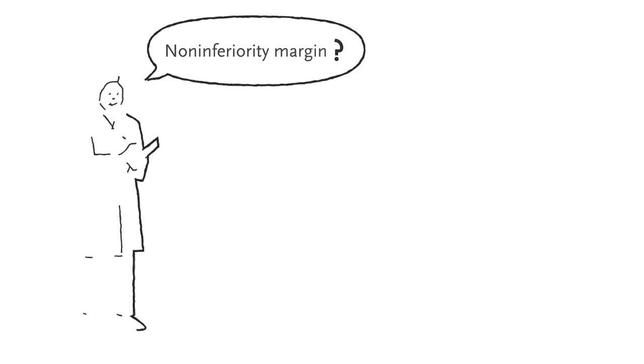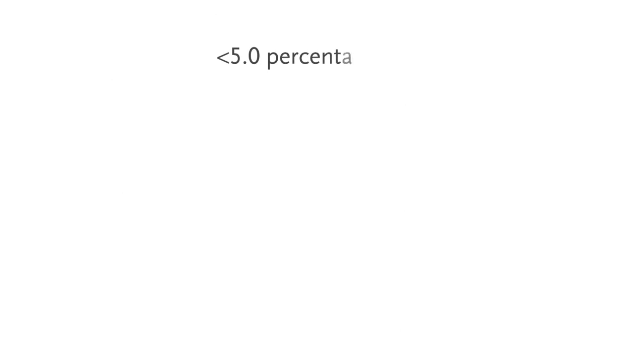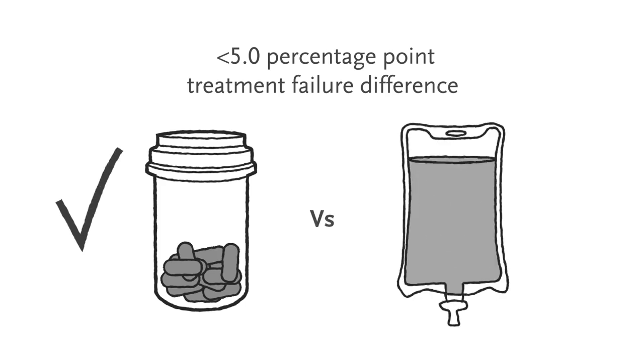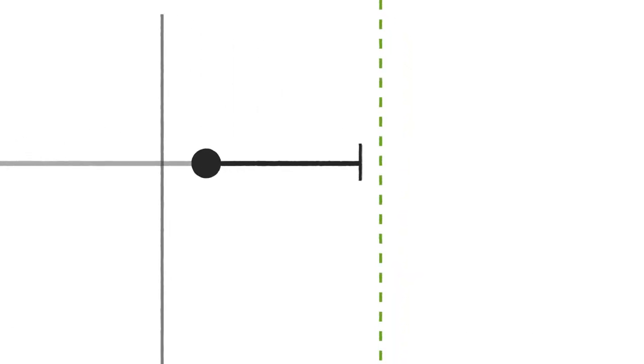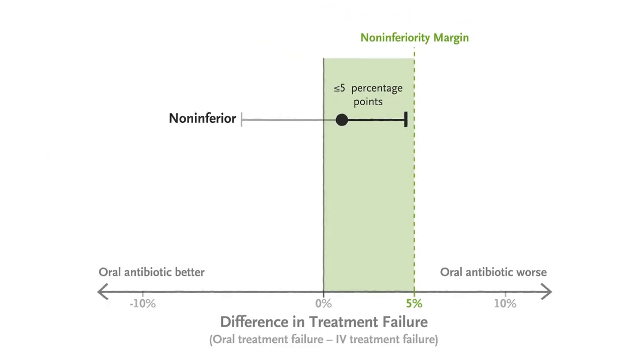To determine an acceptable non-inferiority margin, you review the literature and discuss the case with infectious disease experts. Together, you decide that less than a 5 percentage point treatment failure difference would be sufficient to use oral compared to IV antibiotics. When the trial is completed, you compare this margin to the upper bound of the 95% confidence interval for the difference in the percent failure calculation for the two treatments. If the upper bound of the 95% confidence interval for the difference in treatment responses is 5 percentage points or less, the oral treatment is considered non-inferior to the IV treatment.